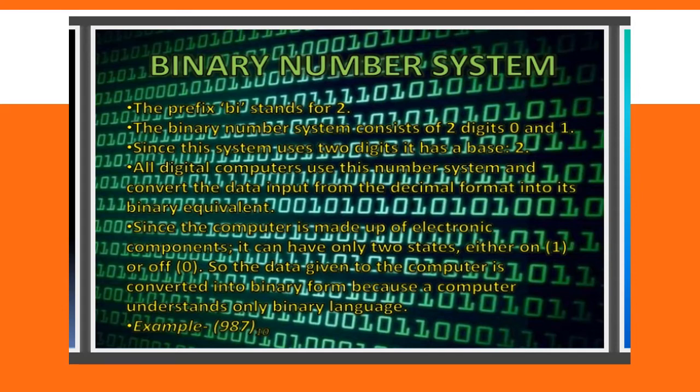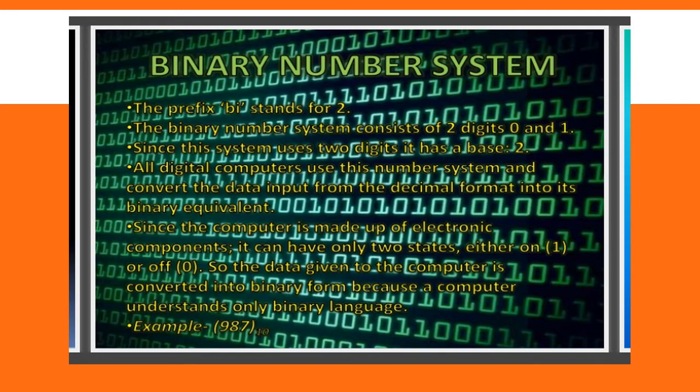Binary number system. The prefix bi stands for 2. The binary number system consists of two digits, 0 and 1. Since this system uses two digits, it has a base 2. All digital computers use this number system and convert the data input from the decimal format into its binary equivalent.